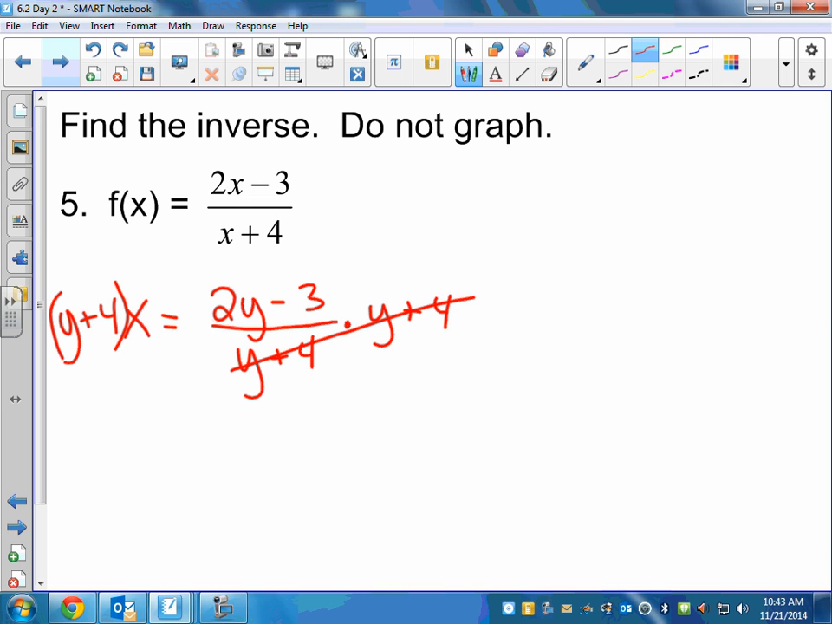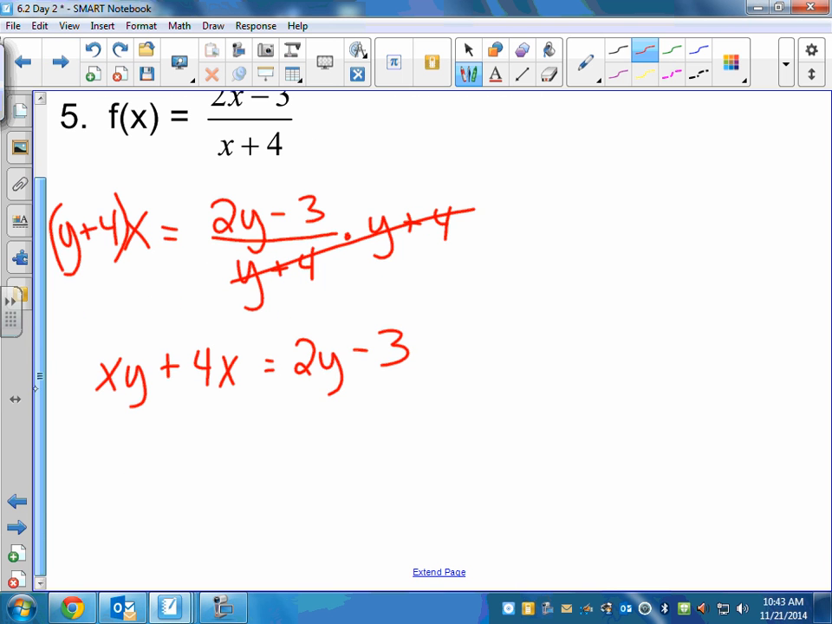I'm going to distribute on the other side because although it's kind of making it worse, I've got to get rid of those parentheses. So I'm going to make that x times y plus 4x equals 2y minus 3. And again, here's the issue. We have a 2y and we have an x times y. I can't put those together. You can't add xy plus 2y because one has an x and one doesn't.